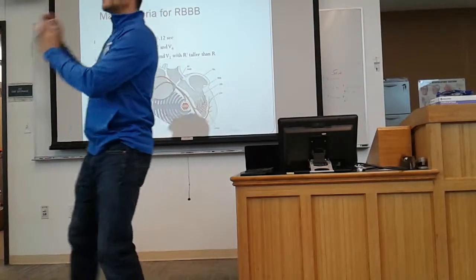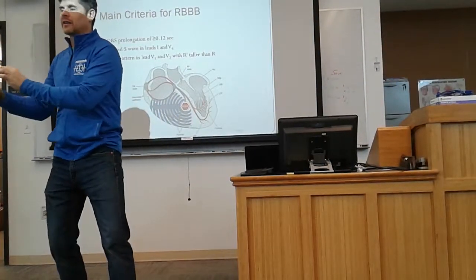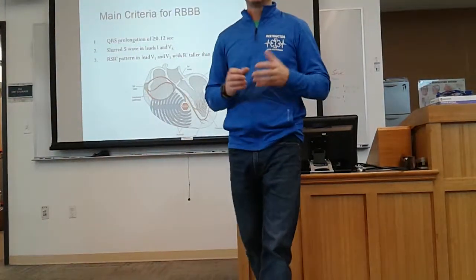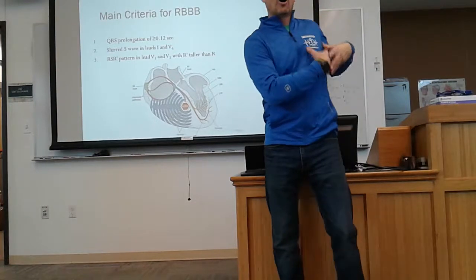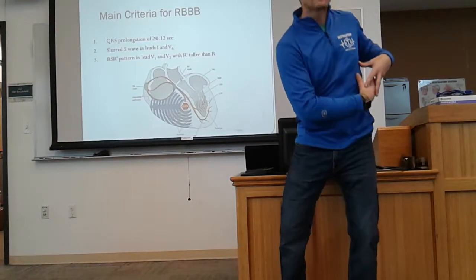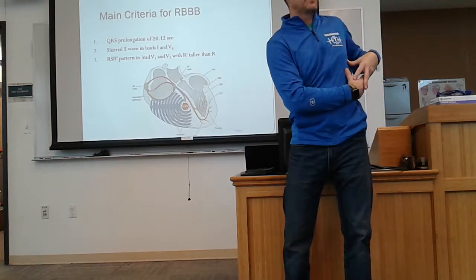Now, the right side is depolarizing when compared to the left side? After, later. So we see a good R wave in leads 1 and V6, and after we see a decent R wave, we see what? Negative.